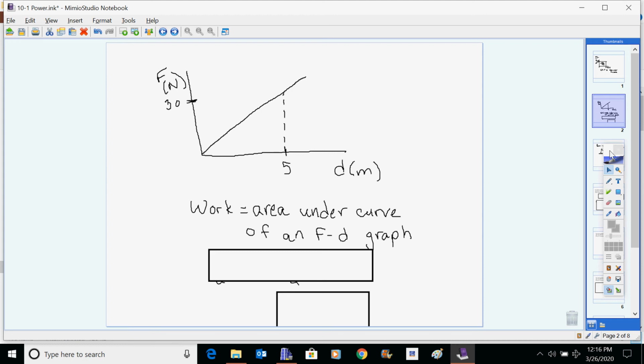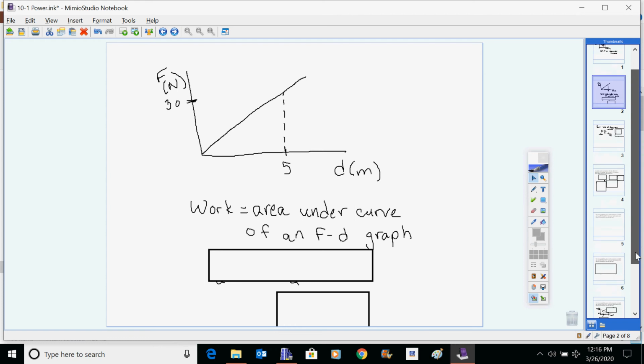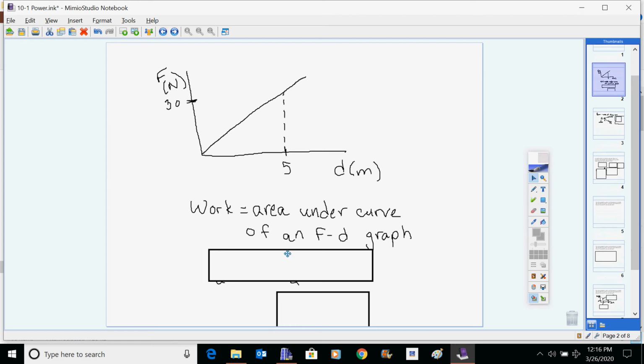But for our purposes, since this is not a calculus-based course, we can just use basic formulas like area of a triangle, area of a rectangle, those type of things to find our area under the curve. So this particular scenario would be if the force started at 0 and it increased at a steady rate until it got to be 30 newtons, and during that time that the force was getting stronger and stronger, that object moved 5 meters.